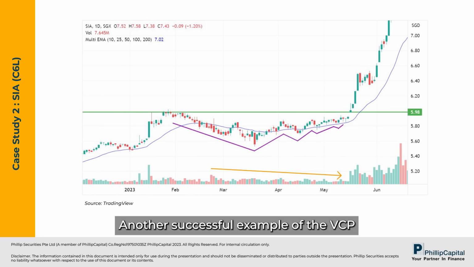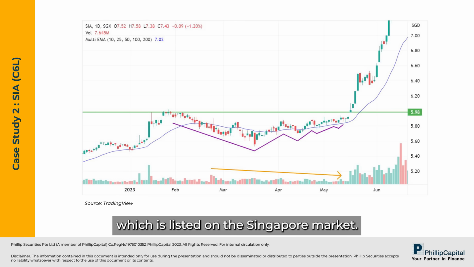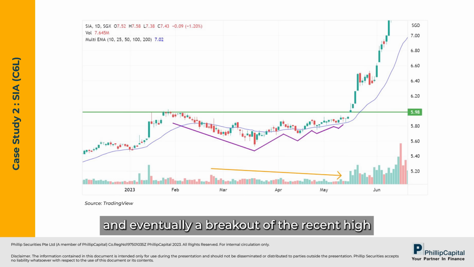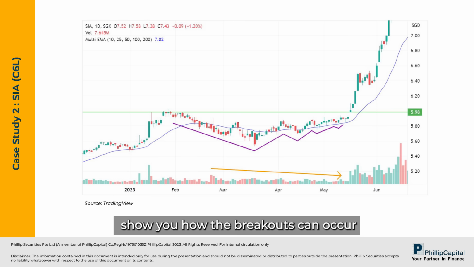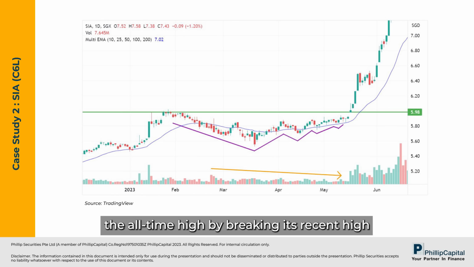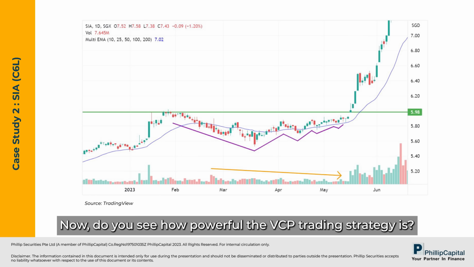Did you know that VCP can also be applied across different markets? Another successful example of the VCP is Singapore Airlines, or SIA, which is listed on the Singapore market. We can see 3 tightening contractions with low trading volume and eventually a breakout of the recent high with a surge in volume. The 2 examples above show you how the breakouts can occur at different price resistance levels. They can either break the all-time high or just reach below the all-time high by breaking its recent high in the last contractions. Now, do you see how powerful the VCP trading strategy is?